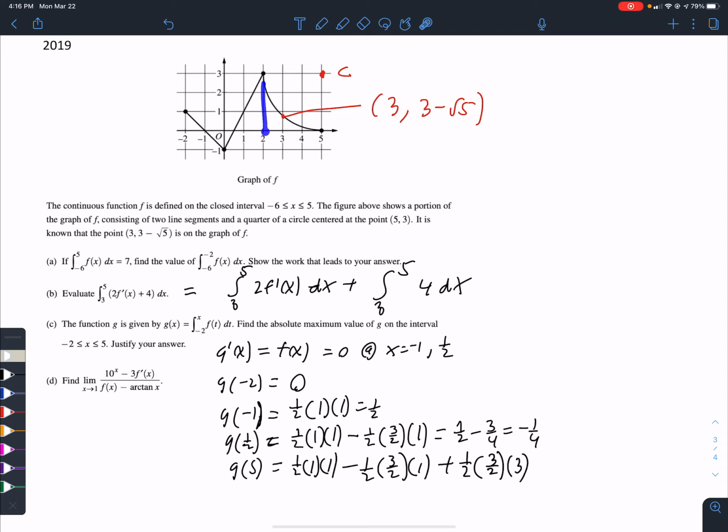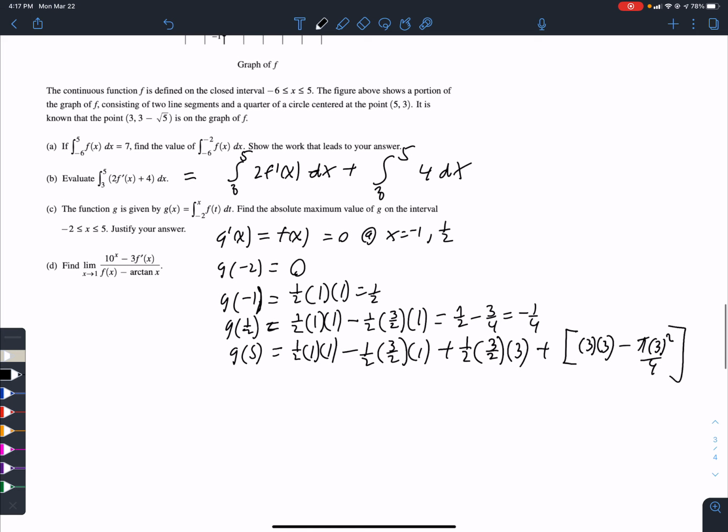Now I want to subtract or add this. How am I going to do that? Remember, I take the area of the square, which is 3 by 3, and I'm going to subtract the area of a quarter circle. So I take the whole square, which is 9, and subtract the quarter circle, which is pi r squared over 4. So minus pi r squared over 4. That is the answer for g of 5.